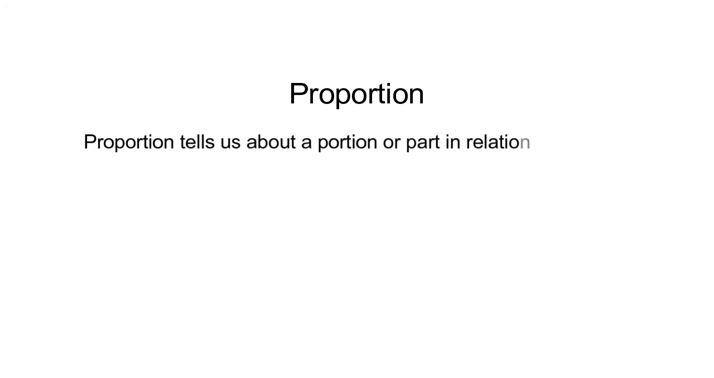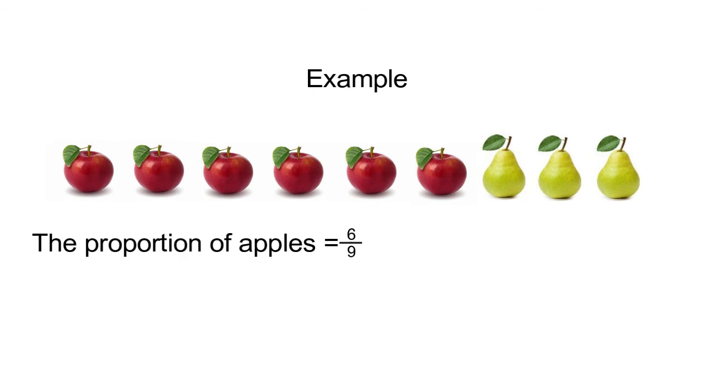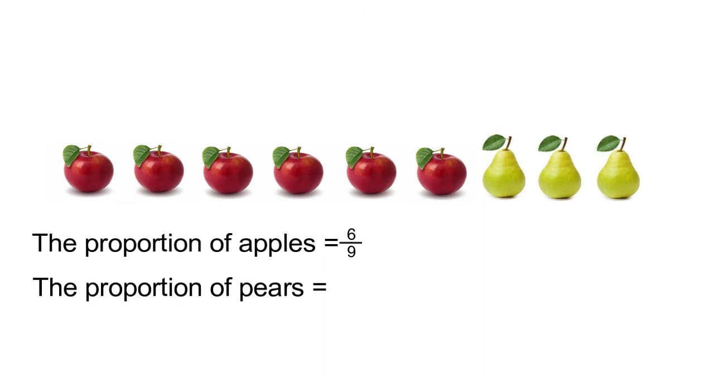Proportion. Proportions tell us about a portion or part in relation to a whole. Let's take another look at this example. The proportions look like this. Here, the proportion of apples is 6 out of 9, that is 6 by 9. The proportion of pears is 3 out of 9, or 3 by 9.